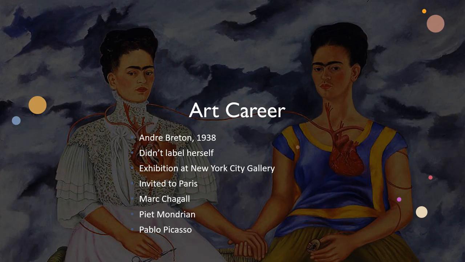This same year, Frida held an exhibition in a New York City gallery and sold some paintings and even was able to collect two commissions, one of those commissions being The Suicide of Dorothy Hale. Frida was invited to Paris by André Breton, where she met big names like Marc Chagall, Piet Mondrian, and Pablo Picasso.